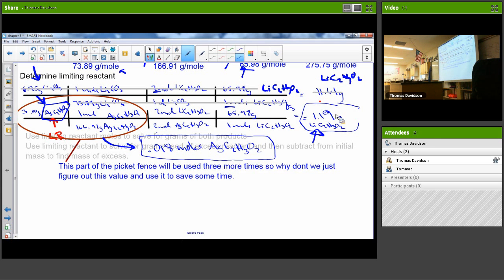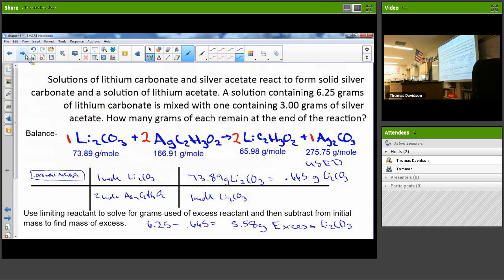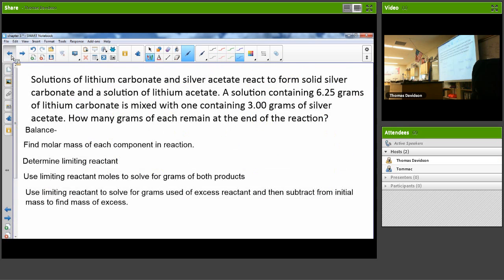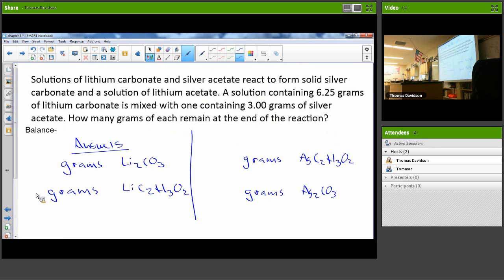So let's do that so I can make sure I have these right. Li2, Li. All right. So which one is that one right here? Is that what we said? 1.19? Okay, good.